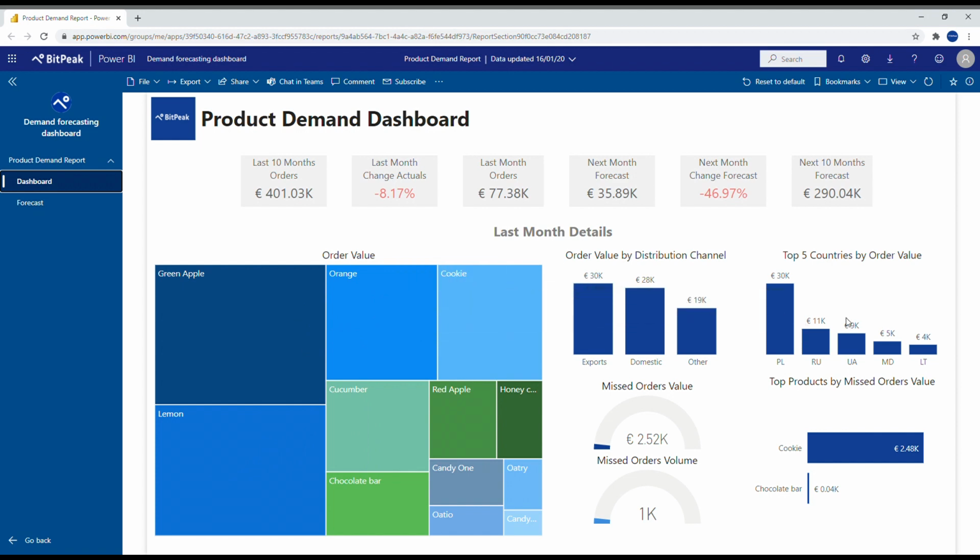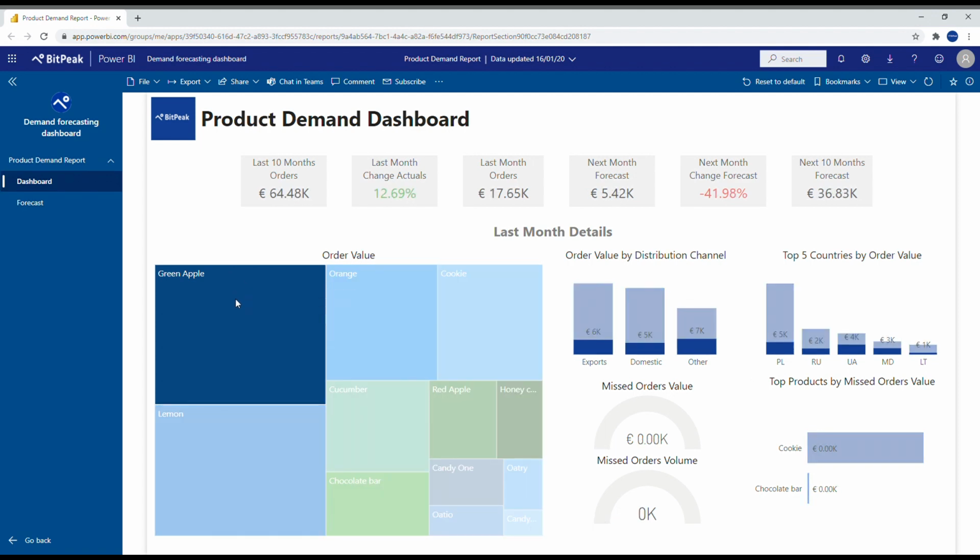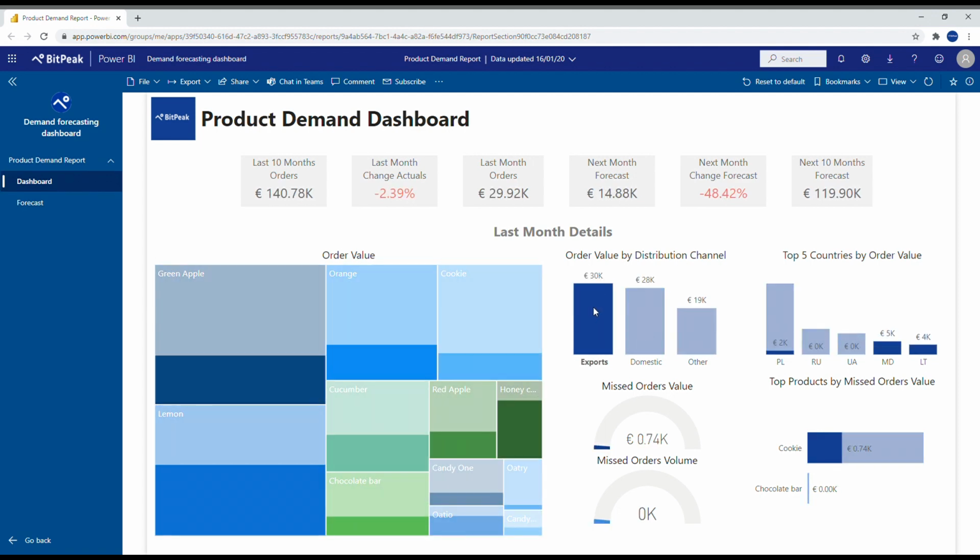The main screen also provides information about purchase orders that were unfulfilled due to stockouts. Thanks to its main screen chart, demand forecasting dashboard helps to minimize the probability of missing an order due to stock shortages. The report is fully interactive. It allows the user to browse the details of each product with ease.